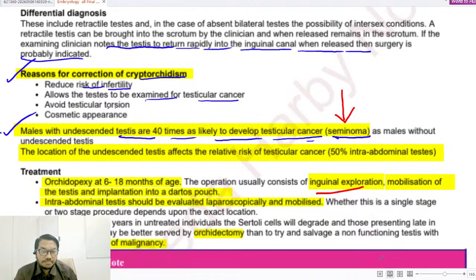Very unfortunate. So those who have undescended testes, meaning their testes remain inside the abdomen, 40% of them develop testicular cancer. That's why it is better to do surgery and remove. The location of the undescended testes affects the relative risk of testicular cancer. Abdominal testes. Treatment is orchidopexy at 6 to 18 months of age.